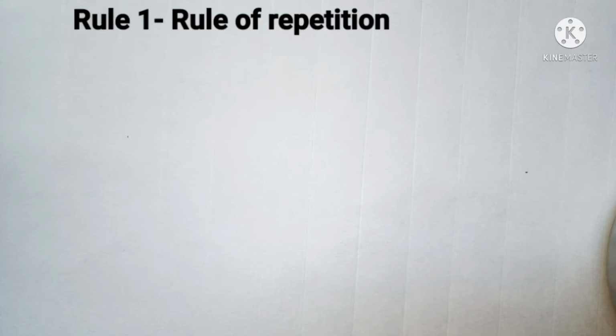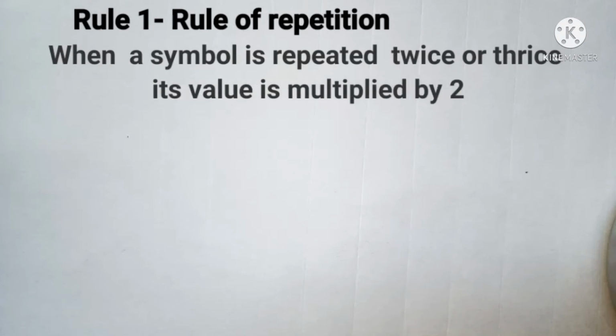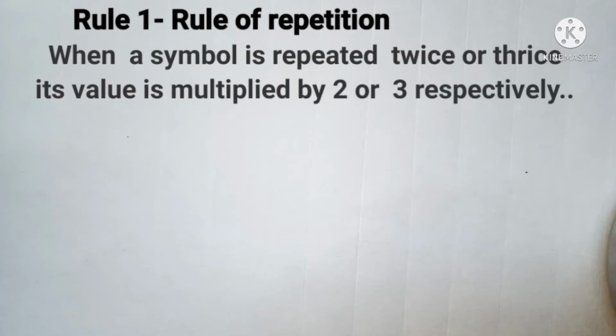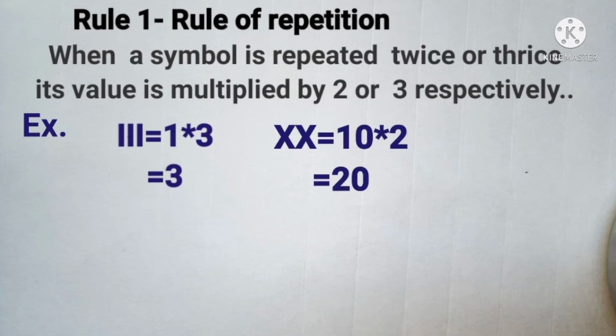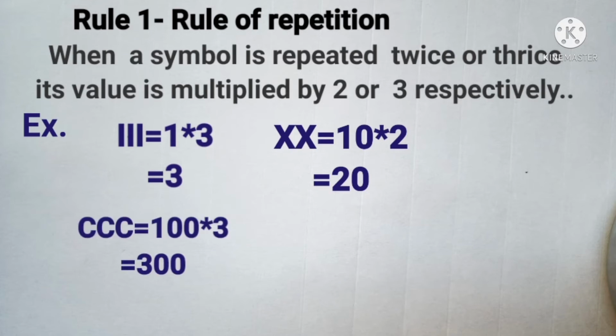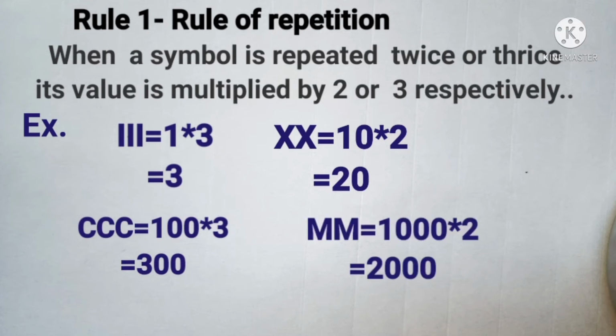Now we will discuss these rules one by one, taking first the rule of repetition. When a symbol is repeated twice or thrice, its value is multiplied by 2 or 3 respectively. In the Hindu-Arabic numeral system, I has its value as 1. The value of triple I is 1 into 3, which equals 3. Double X will be 10 into 2, which is equal to 20. Triple C will be 100 into 3, which is equal to 300. Double M will be 1000 into 2, which is equal to 2000.